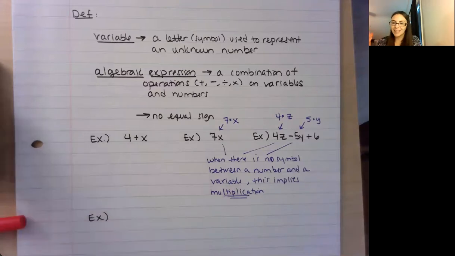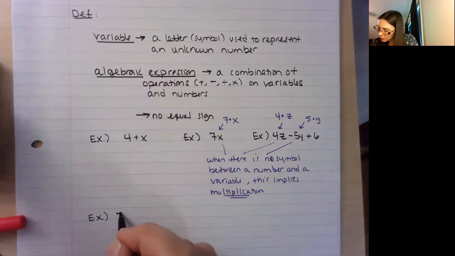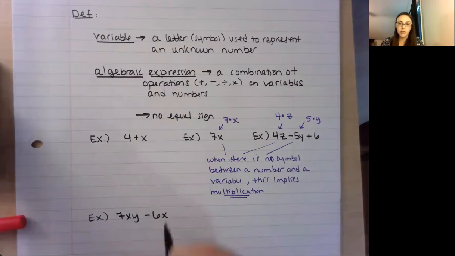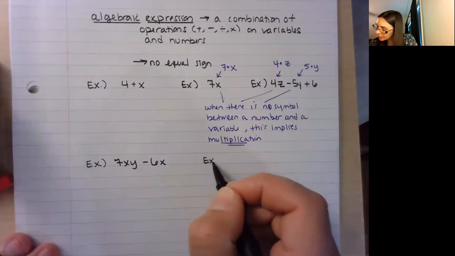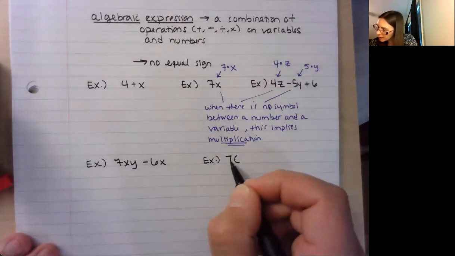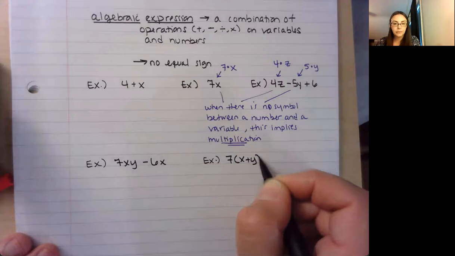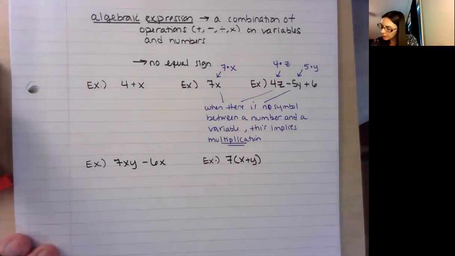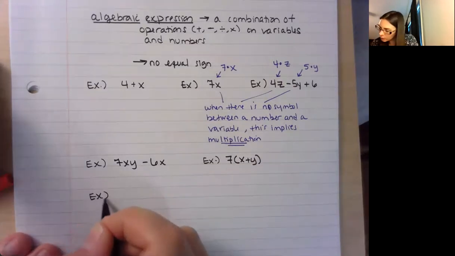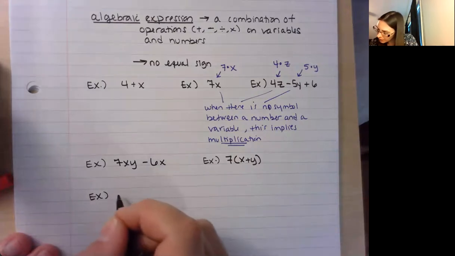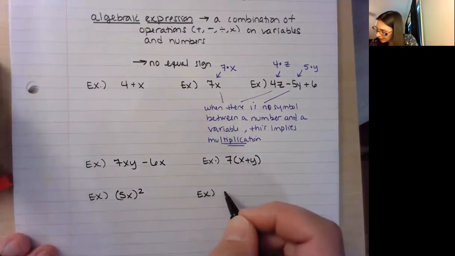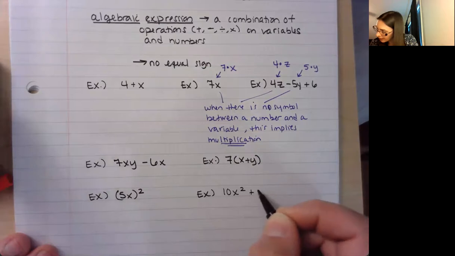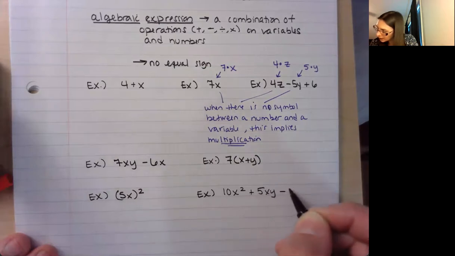So I just mentioned variables touching, right? Something like this, 7xy minus 6x is also an expression. So you can multiply variables together. We can bring in things like grouping symbols. So 7 times (x plus y). Bring in the distributive property in a little bit. We can bring in exponents here. I don't know why I keep using 7. Let's do something different. How about 5x squared? Or maybe 10x squared plus 5xy minus 7y squared.